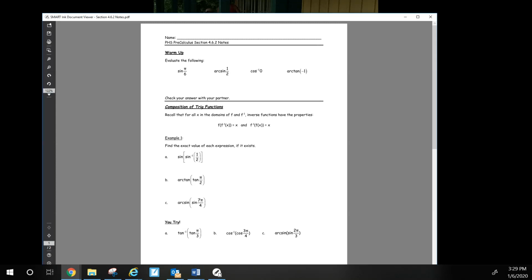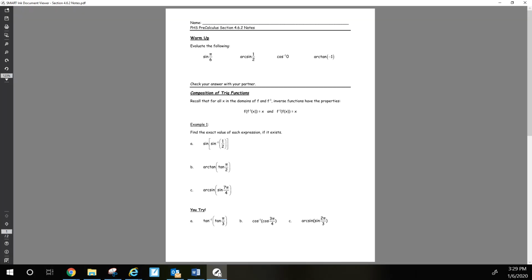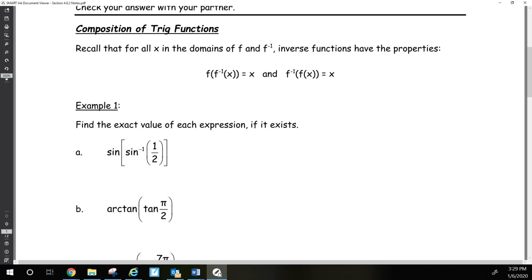Great, Calculus. We're on section 4.6, day 2. We're going to do composition and trig functions today, which means instead of just having, say, sine inverse of 1/2, we're now going to compose that with another function. So in this case, for A, sine of sine inverse of 1/2. Sometimes it might be cosine of sine inverse of 1/2. And we just have to take it step by step and think it through.